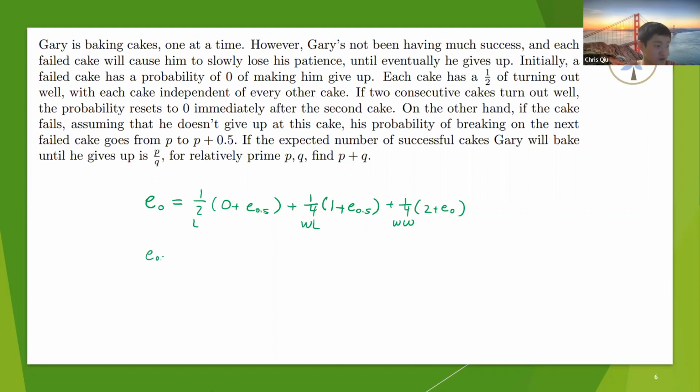And we're going to do this again for E of 0.5 as well. If he loses on his first cake, he's going to gain 0 successful cakes, and there's also a probability of 1/2 that he gives up. But if he doesn't give up, which also has 1/2 probability, he's going to face a probability of 1 that he breaks on the next failed cake, because his probability goes from P, which is 0.5, to P plus 0.5, which is now 1.